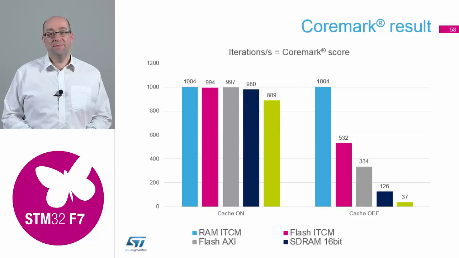So with all the caches on and the ART accelerators on, everything is pretty much like for like. So you don't really get any performance penalty from any of the devices. As soon as you disable the memory acceleration, you will see quite a significant difference in the scores from the CoreMark results.